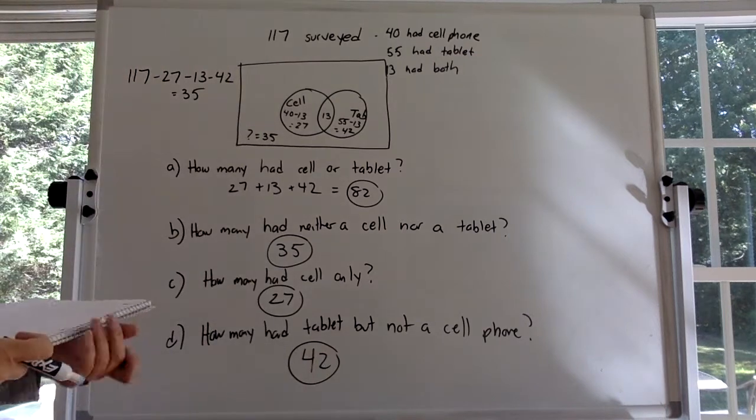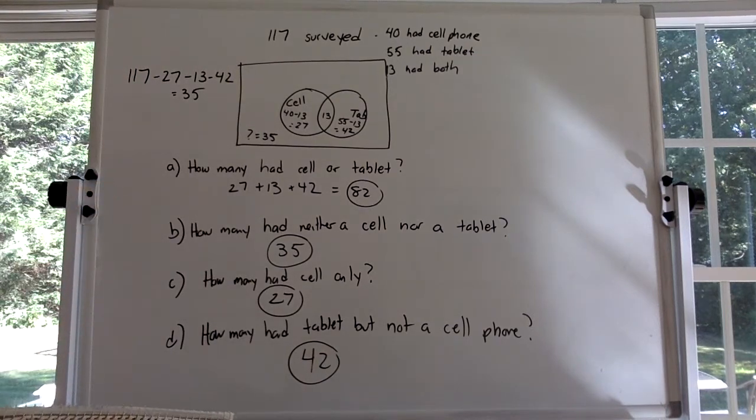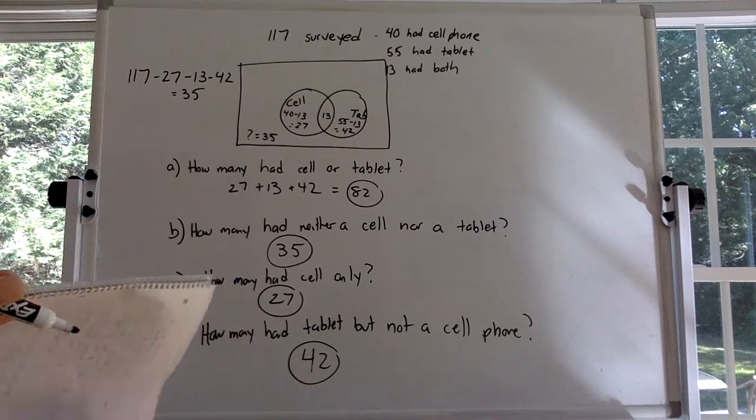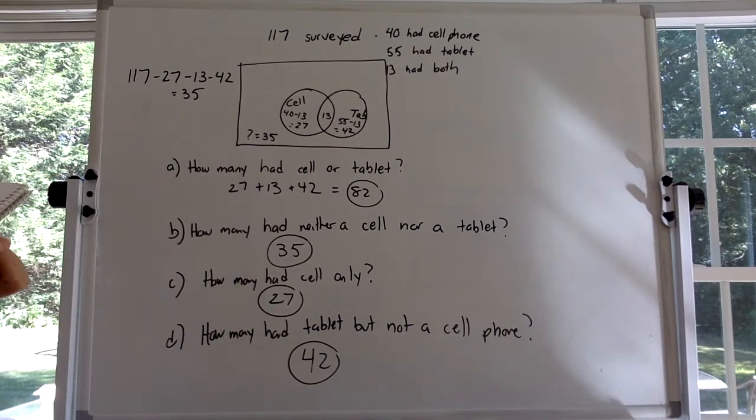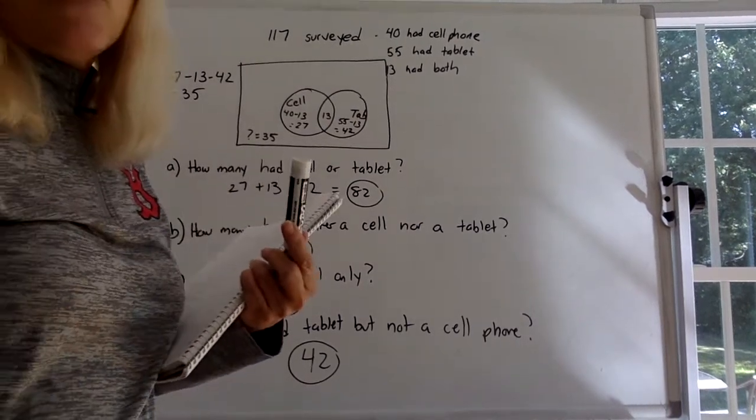So here's a case where making a Venn diagram makes this very much easier to solve than trying to figure it out in your head. It would be kind of tough. So I hope that helps.